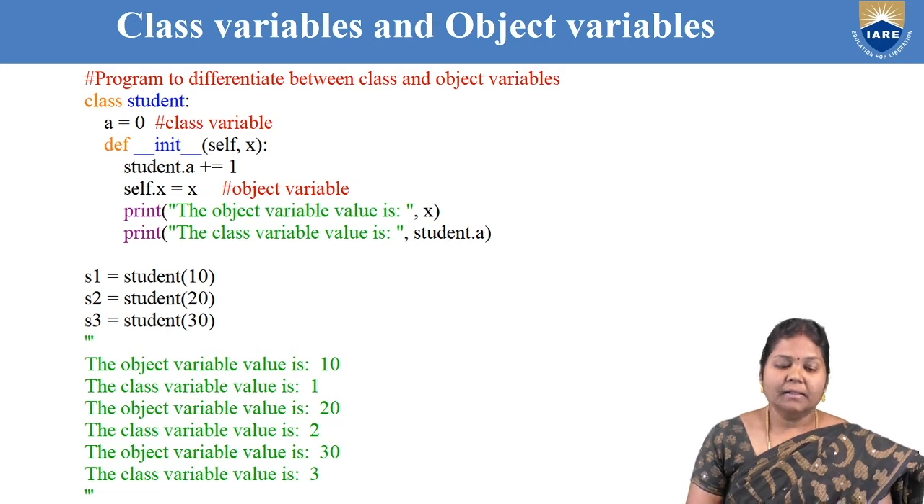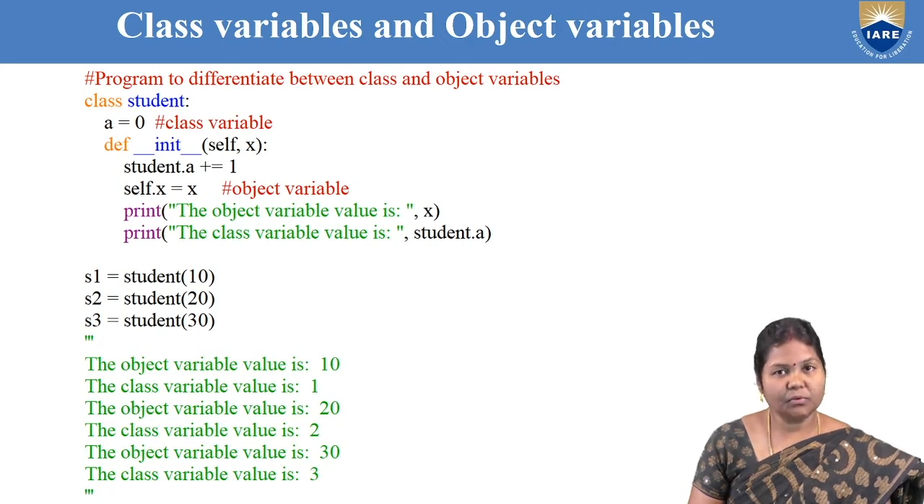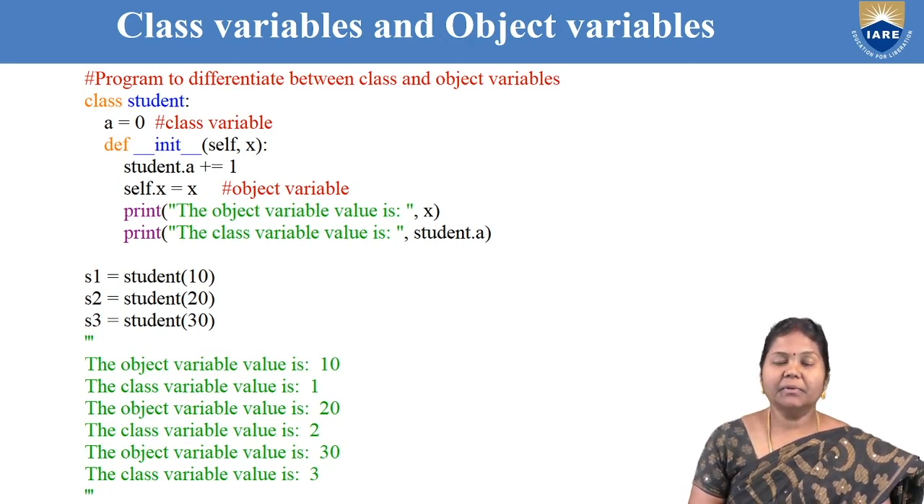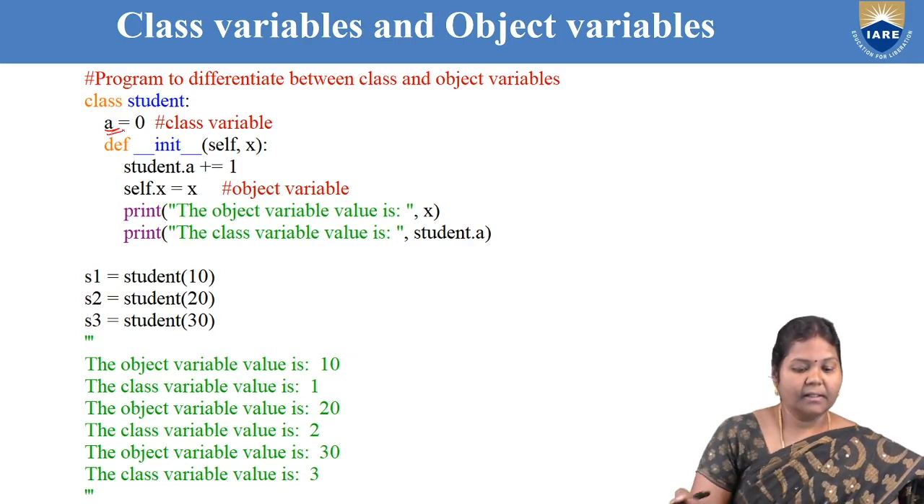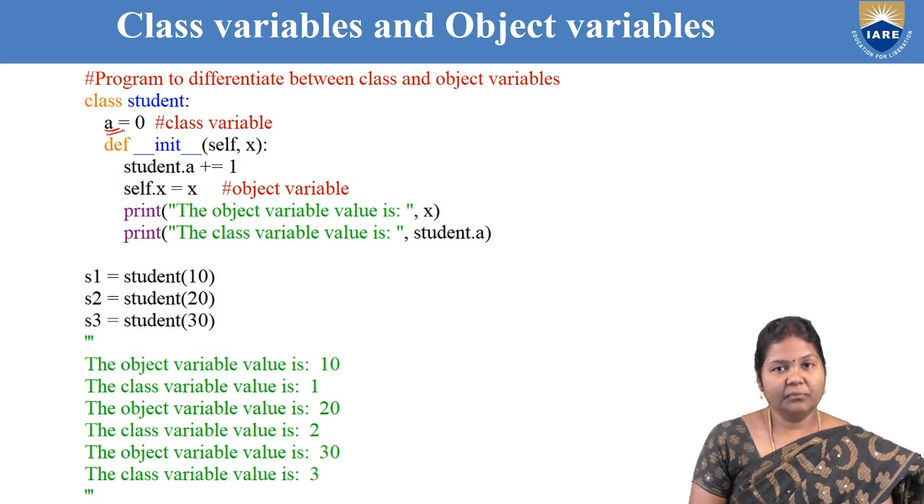Now, for example, there is a student class. In this student class, we have declared a class variable a is equal to 0. So, if a variable is declared inside a class and not inside any method, then it is called a class variable. So, here a is a class variable. Then there is a default constructor, init. We are passing one parameter, x.